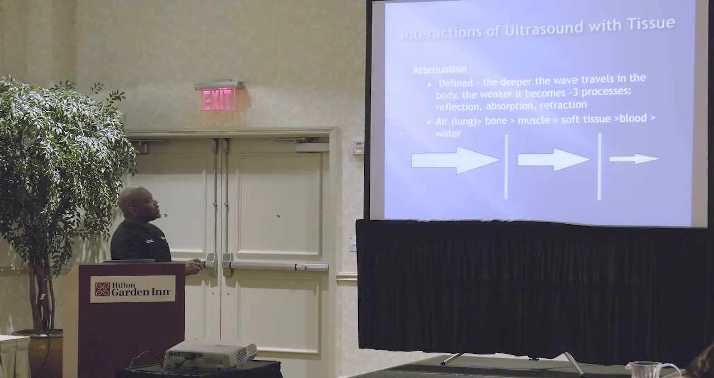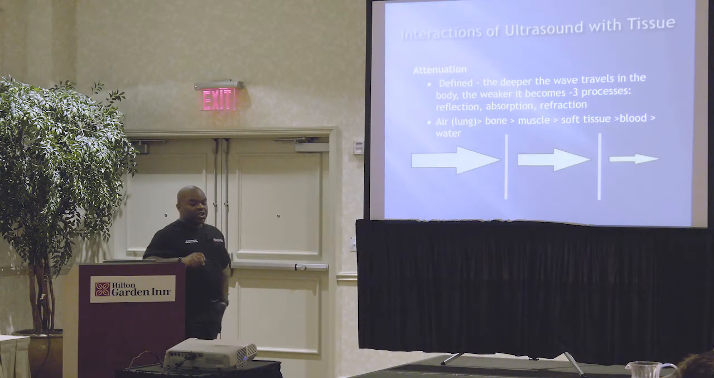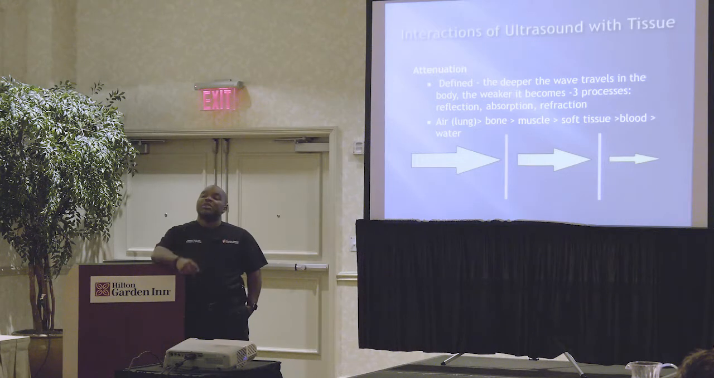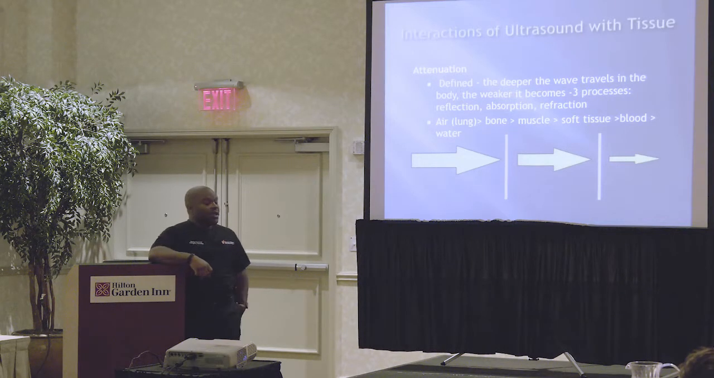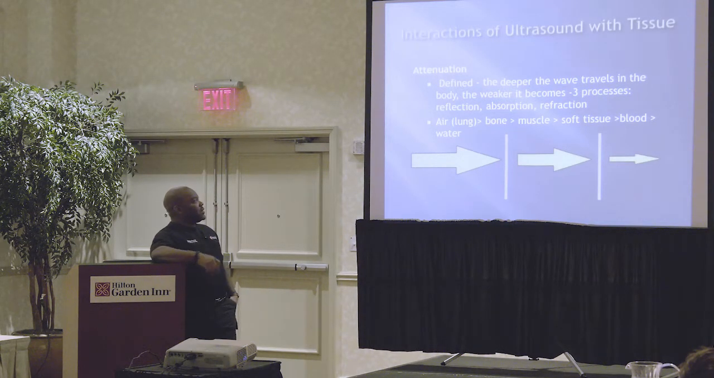So you're gonna lose some of your signal depending on what you're looking through. Again, the one that affects us the most is air. So when you're looking for an image in the chest, one can anticipate you're gonna get crappy imagery, and you're gonna do the best you can to reduce that by using more gel. And if you're looking for something in the abdomen, of course, it's gonna be much better. As you can see, you lose less attenuation when it comes to water.